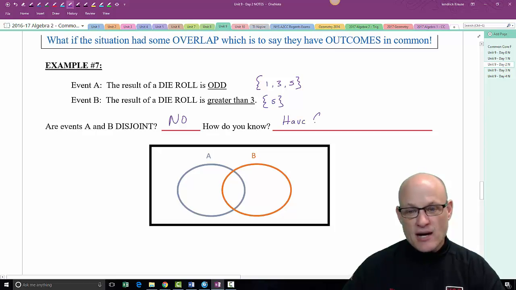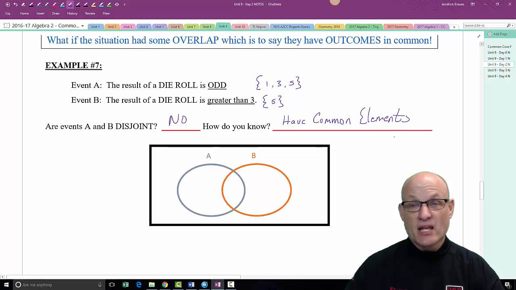They have common elements. By the way, whenever you're listing out events and you have common elements, you need to put the common elements in the middle. 5 goes in the middle because it's in both event B and event A. Now, event A also has a 1 and a 3 in it. Event B has all numbers greater than 3: 4, 5, or 6. Notice they have the 5 in common is what I should have said. So 4 and 6 belong here.